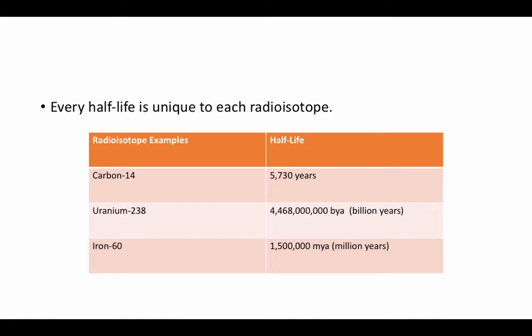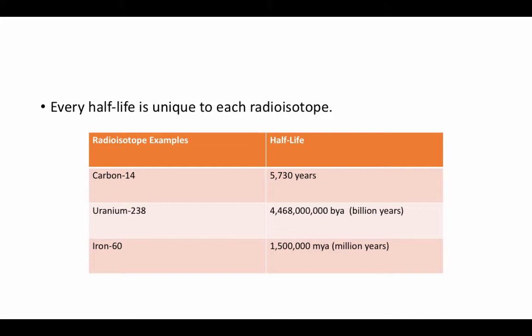Every single half-life is unique to each radioisotope. Here are a couple of examples that I'd like you to jot down. Carbon-14 is a very important isotope for dating life within the past 60,000 years. And carbon-14 has a half-life of 5,730 years. That means if I have a 10-gram sample of carbon-14, 5,730 years later, I will only have 5 grams of that sample, and the other 5 grams is now the daughter isotope, which in carbon-14's case is nitrogen-14.